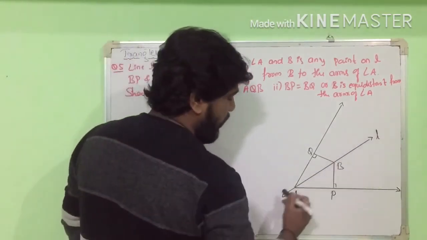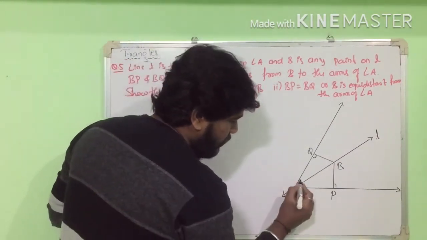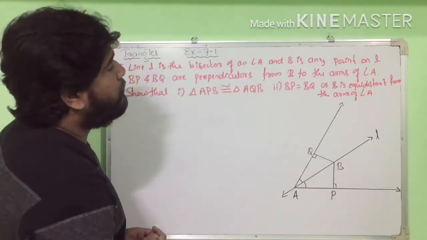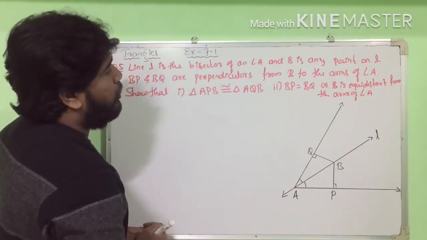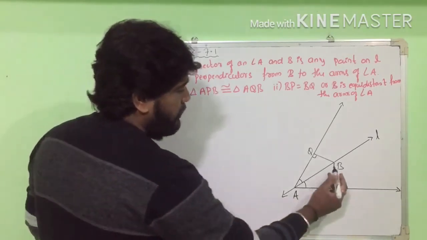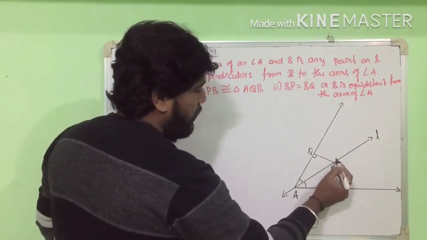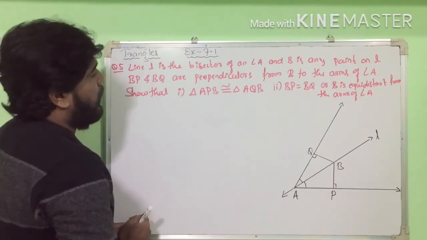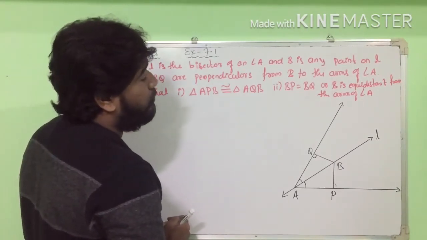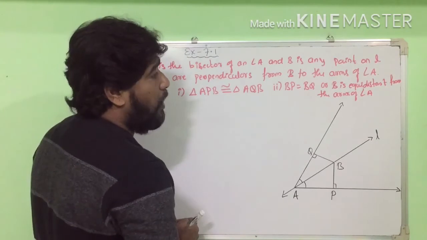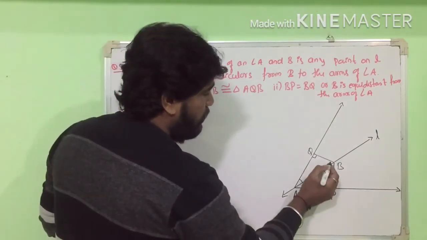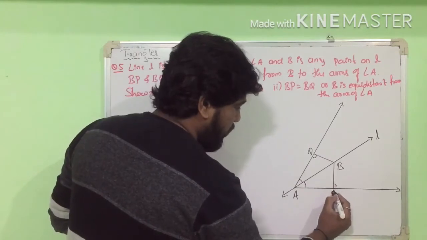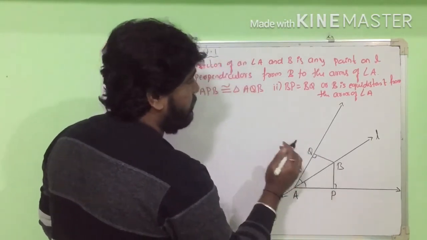The next problem, the fifth one. The line L is a bisector of angle A. It means these two angles are equal, right? And B is any point on L. So here is B. And BP and BQ are the perpendiculars from B to the arms of angle A. So BP and BQ are perpendicular, which means this angle is 90 degrees, right?